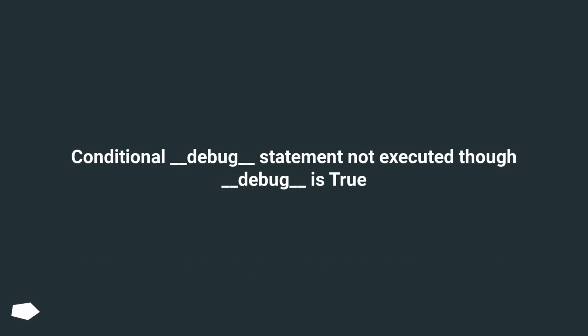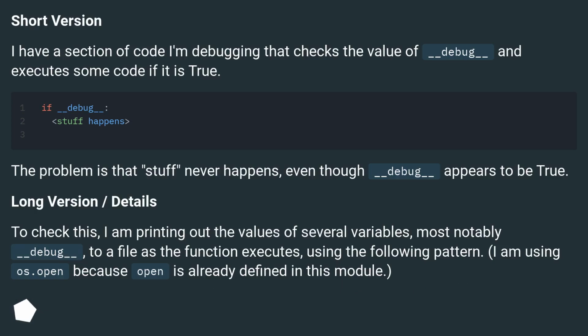Conditional __debug__ statement not executed though __debug__ is true. Short version: I have a section of code I'm debugging that checks the value of __debug__ and executes some code if it is true. The problem is that stuff never happens, even though __debug__ appears to be true.